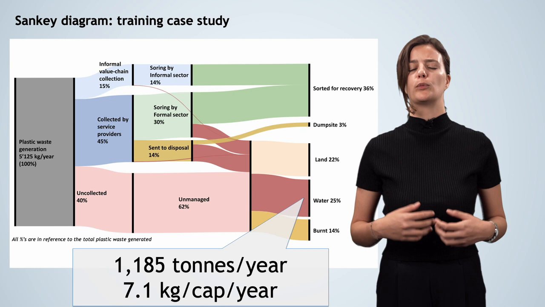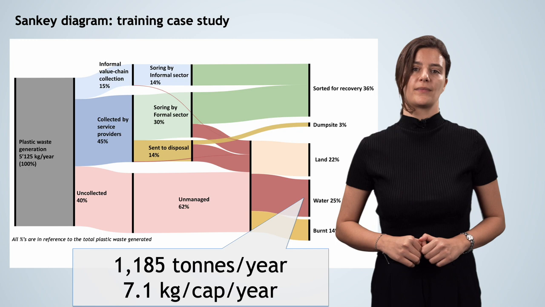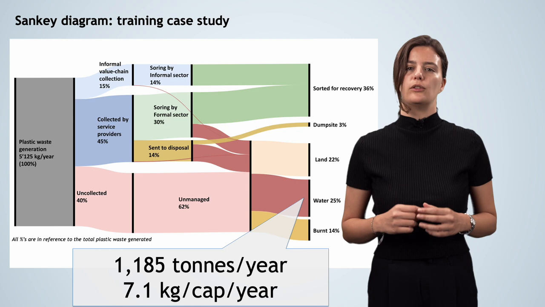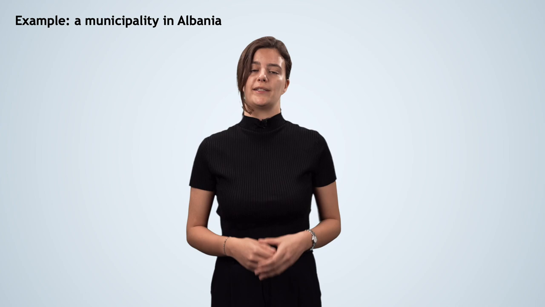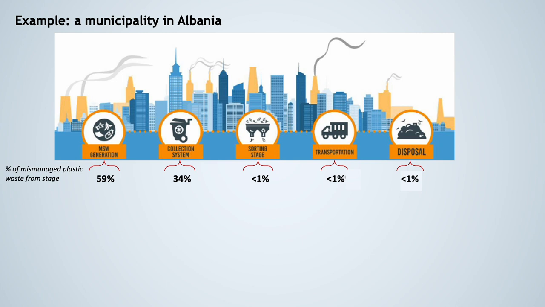Through these examples, you had a quick overview of the results and the analysis that can be done based on them. The uncollected waste is in many cases a critical factor of plastic leaking into the environment and particularly into water. Let's look at another way of showing the results. For this example of a municipality in Albania, we decided to show the percentages of mismanaged plastics for each of the stages of the municipal solid waste management system. Here, 59% of the total unmanaged plastics are not collected. 34% is leaking from the collection system, less than 1% leaks from transportation, and less than 1% from disposal sites.